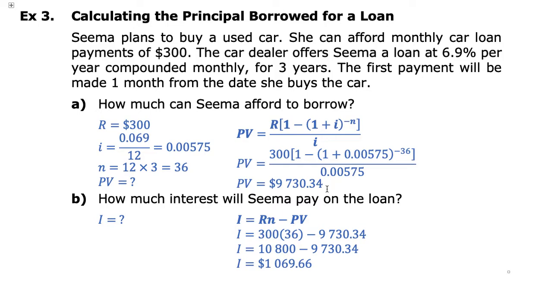So if she can afford to make these regular payments for this time, she can afford a car that costs this much. Now, how much interest will Sema pay on the loan? Using our formula, 300 times 36 is equal to $10,800. So really, this is how much she will be paying overall to be able to afford something that today costs this much. The difference between that is $1,069.66. So if it is urgent that you get this car, paying an additional $1,000 over 3 years might be an advantage for someone who is purchasing this vehicle.